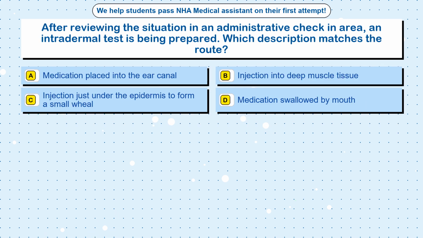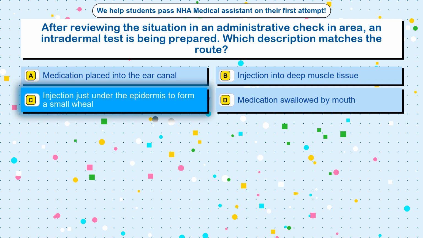Question 53. After reviewing the situation in an administrative check-in area, an intradermal test is being prepared. Which description matches the route? Option A, medication placed into the ear canal. Option B, injection into deep muscle tissue. Option C, injection just under the epidermis to form a small wheal. Option D, medication swallowed by mouth. The correct answer is option C, injection just under the epidermis to form a small wheal.